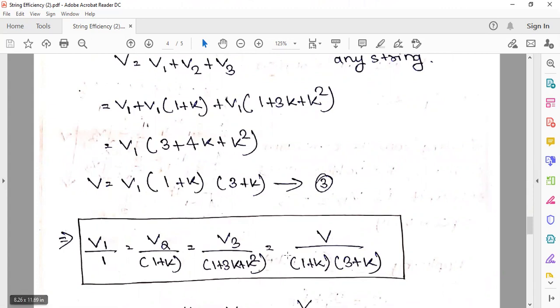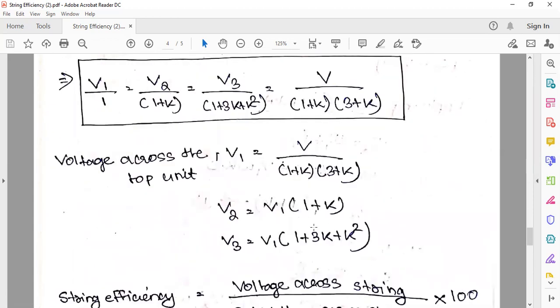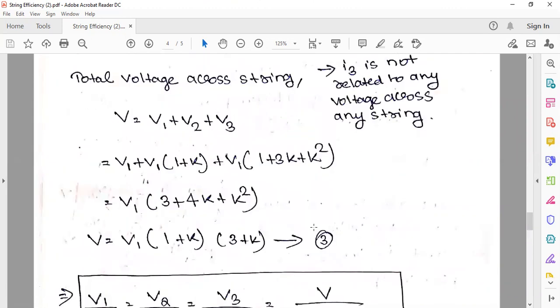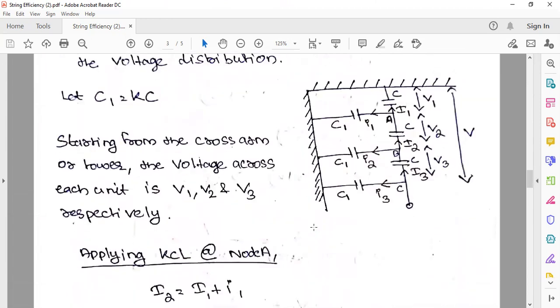So all the expressions of V1 we equate. So the mathematical problems that we do will be all based on this equation. So this is very important. Okay. So the voltage across the top point, that is V1. You can see V1 from the figure.